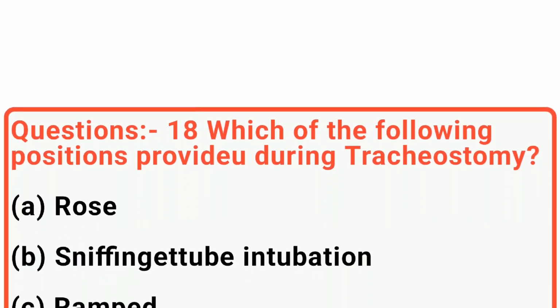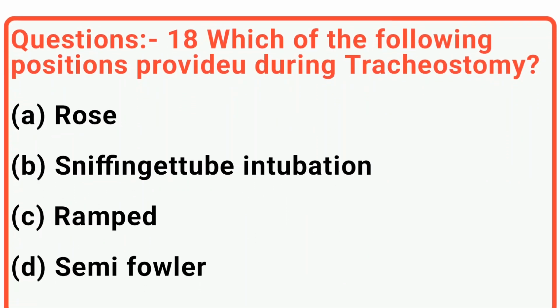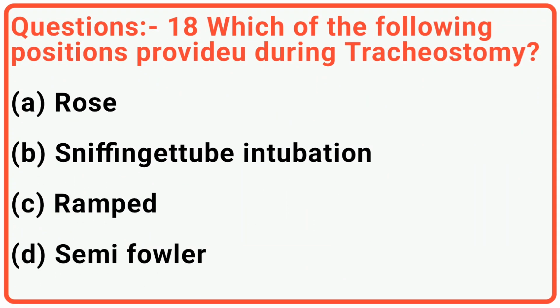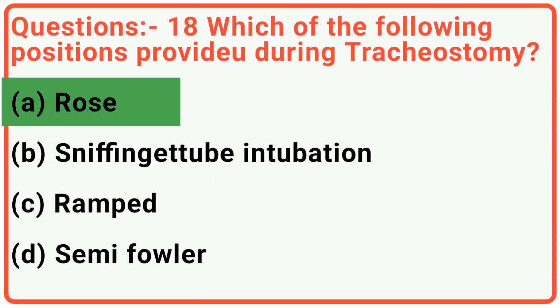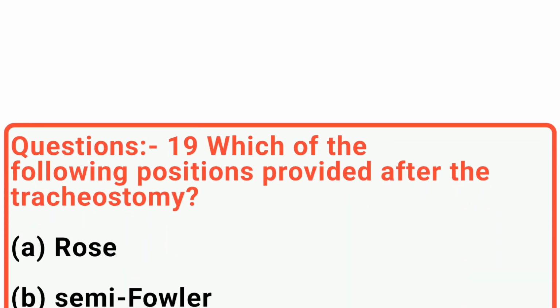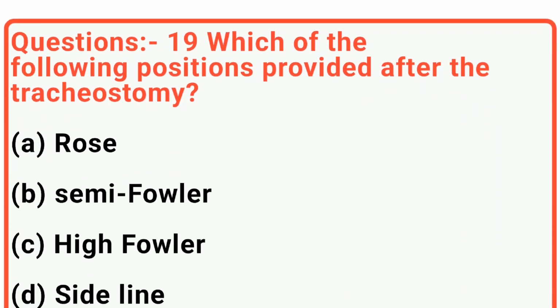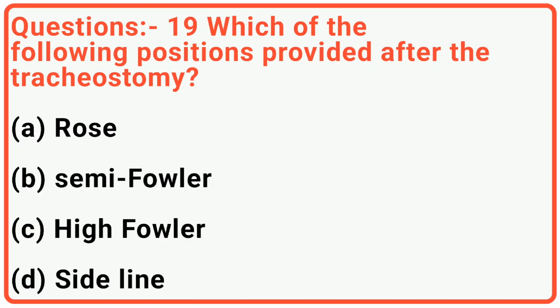Question 18. Which of the following positions is provided during tracheostomy? A. Rose. B. Sniffing. C. Ramped. D. Semi-Fowler. Right answer is A. Rose. Question 19. Which of the following positions is provided after tracheostomy? A. Rose. B. Semi-Fowler. C. High Fowler. D. Sidelying. Right answer is B.